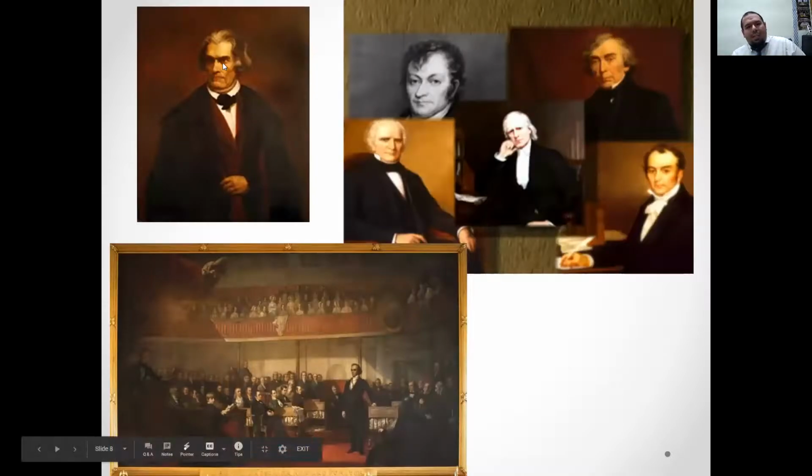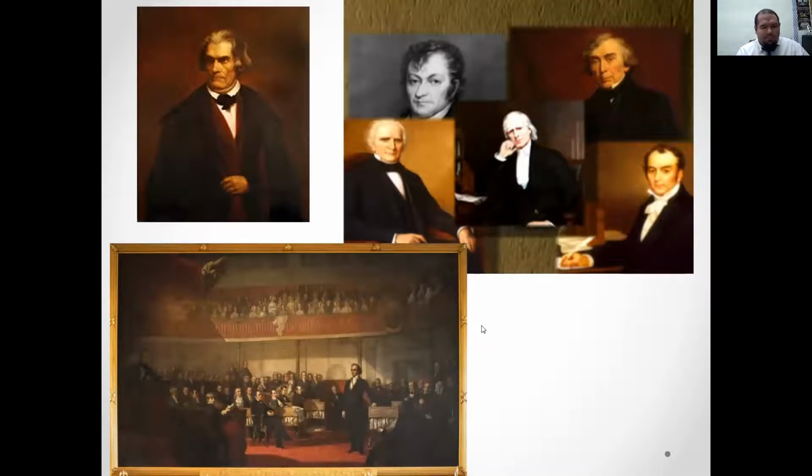So here you have John C. Calhoun. Here's the Kitchen Cabinet of Andrew Jackson, including Roger B. Taney, future Supreme Court Chief Justice. This is the Webster-Hayne debate.